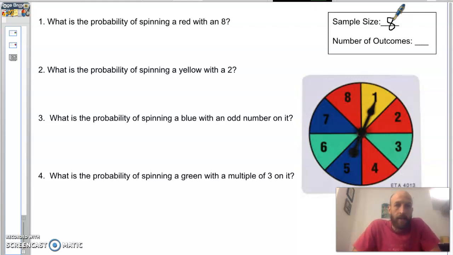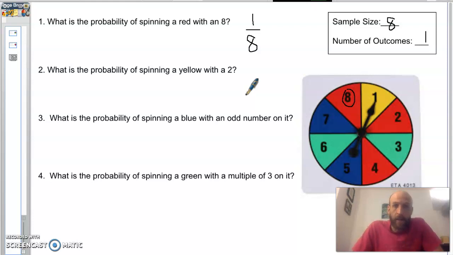Number 1, what is the probability of spinning a red with an 8? Okay, so there are 3 reds, but there is only 1 red with an 8. So there's only 1 outcome there. 1 out of 8. So if I spun the spinner 8 times, I would only see it land on a red 8 once, likely.